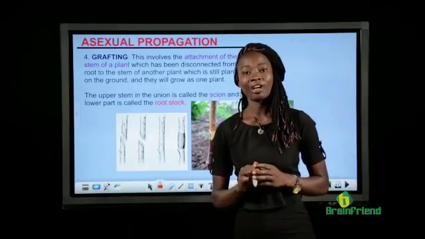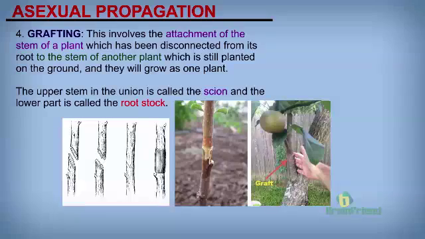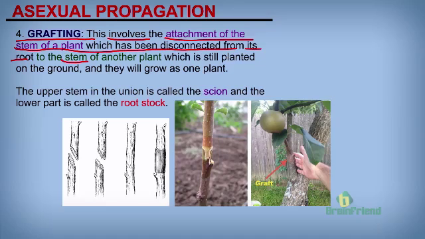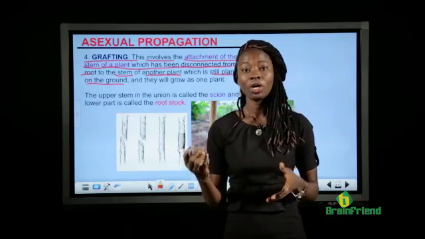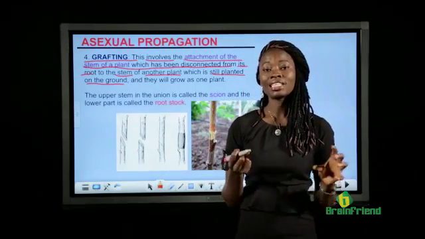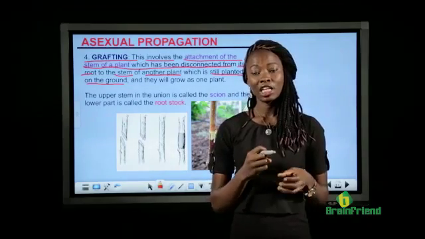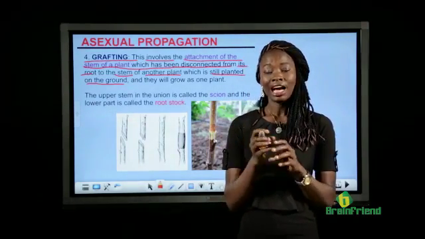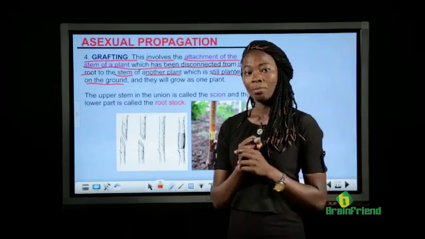The next type of asexual propagation is grafting. Grafting involves the attachment of the stem of a plant which has been disconnected from its roots to the stem of another plant which is still planted on the ground. So in grafting, there is a stem which doesn't have roots, and there is another stem which is deeply planted in the soil. The two stems are combined as one plant.